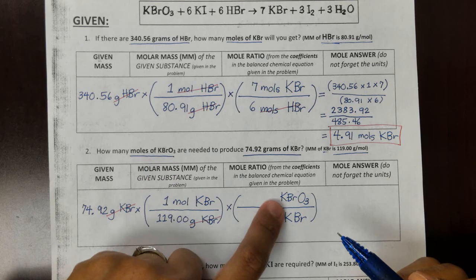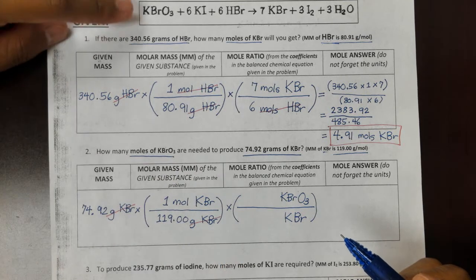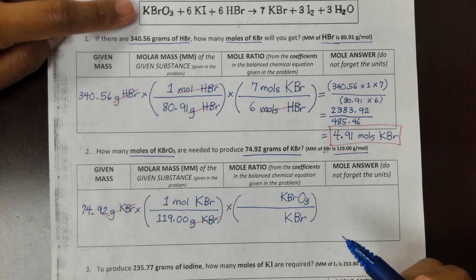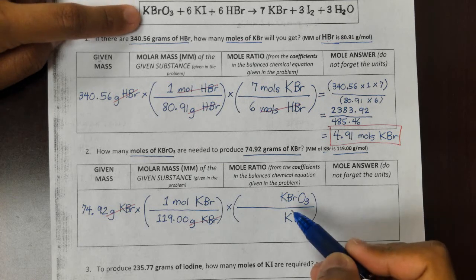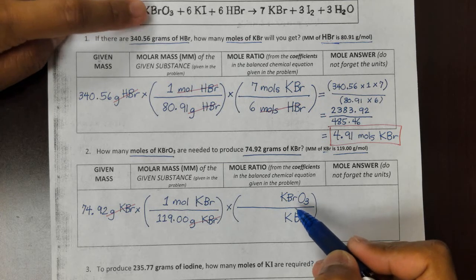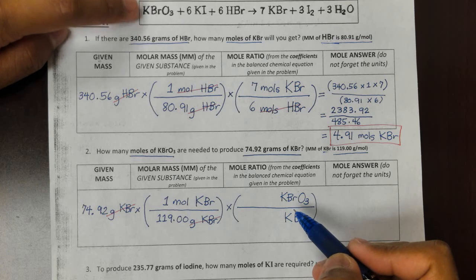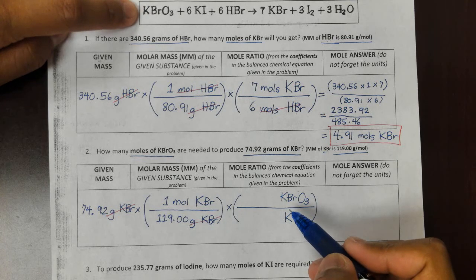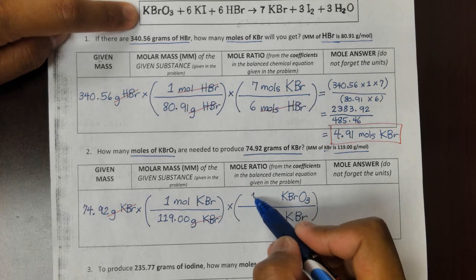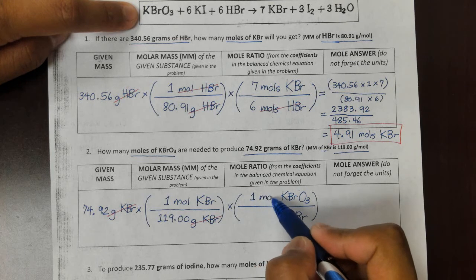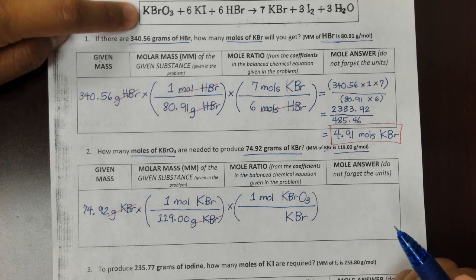Once we place those substances correctly, now we refer to the balanced chemical equation given for this problem. We find the first one. It's KBrO3 as the first substance here. Nothing is written on it. If nothing is written on it, that's understood to be 1. So that's 1 mole KBrO3.